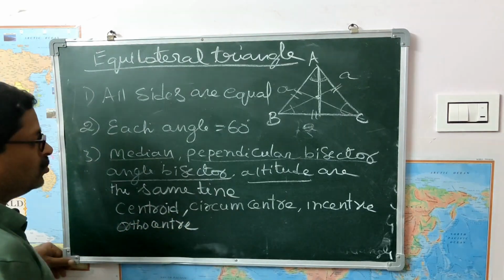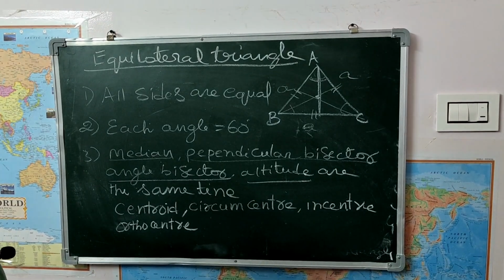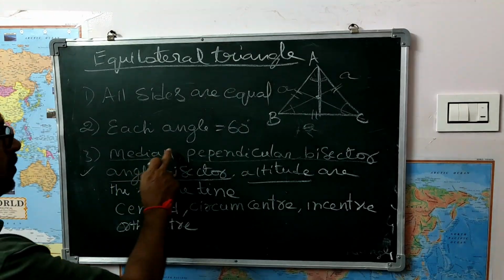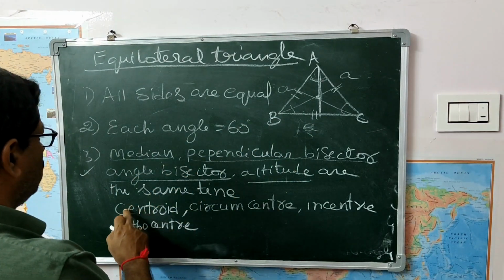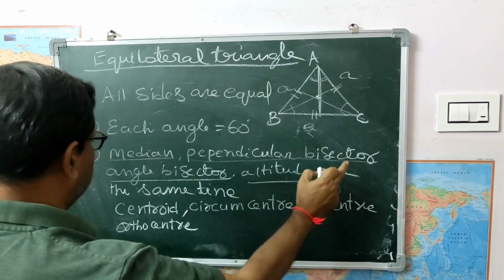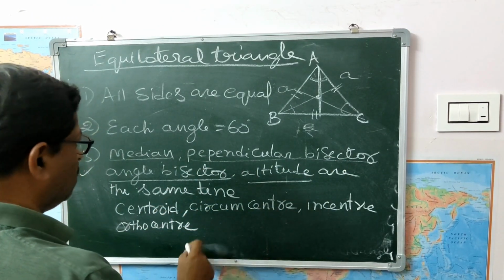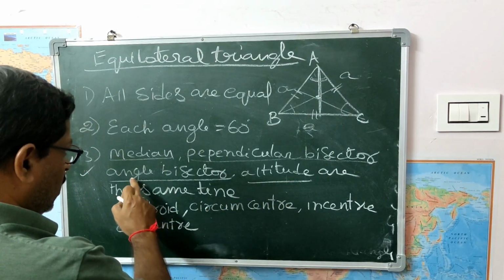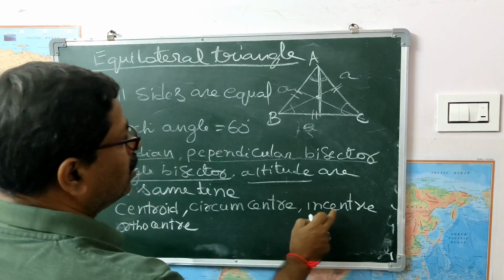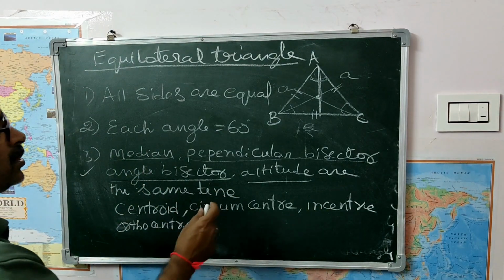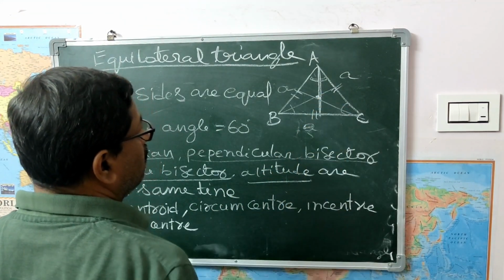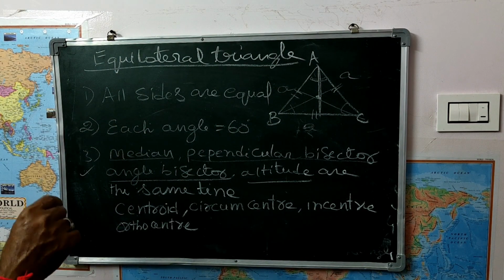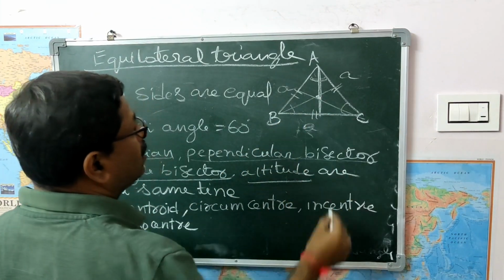So there are four centers to be understood, and if possible, I will give you another video on these clearly. Medians pass through one point, called the centroid. Perpendicular bisectors pass through one point, called the circumcenter. Altitudes pass through one point, called the orthocenter. Angle bisectors pass through one point, called the incenter. These four centers are the same point here. Remember that. All four centers remain at the same point in an equilateral triangle.